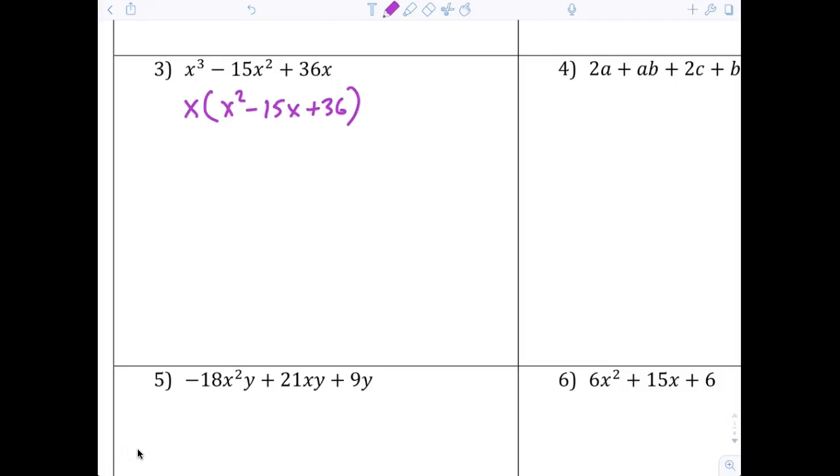Now, from there, we factor again. So again, you bring down the x, and the only way we can make x squared is with x and x. And then the factors of 36 that make 15 are what? 12 and 3. So let's put the 12 and the 3 there, and they're both going to be negative.